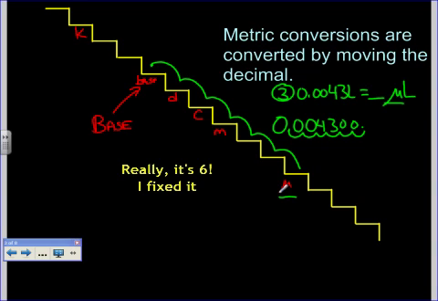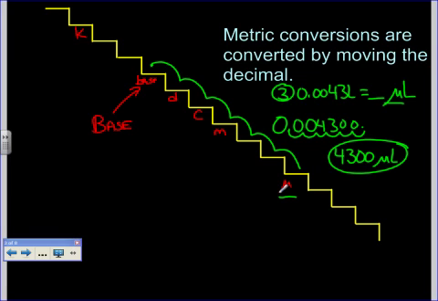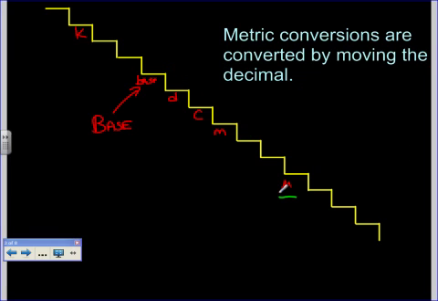So we're going to go 6 steps to the right. 1, 2, 3, 4, 5, 6. We move our decimal there. Any spots that are extra when you move the decimal, you fill in with zeros. And so we've got 4,300 milliliters.